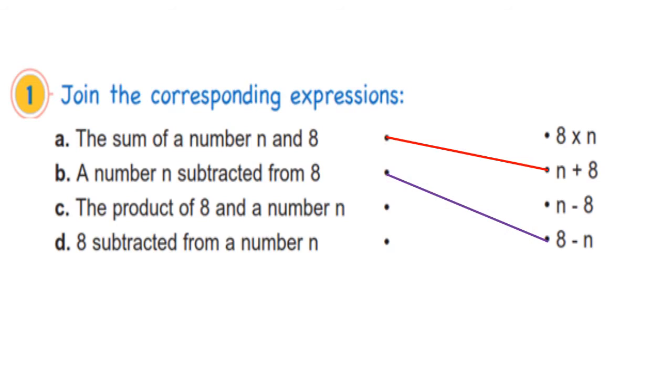Now the product of 8 and a number n. The product means I'm multiplying, or times, so it's 8 times n. 8 subtracted from a number n. When I say subtracted from n, that means I already have n and I'm subtracting 8 from it, so it's n minus 8.